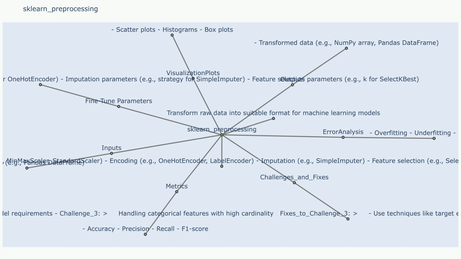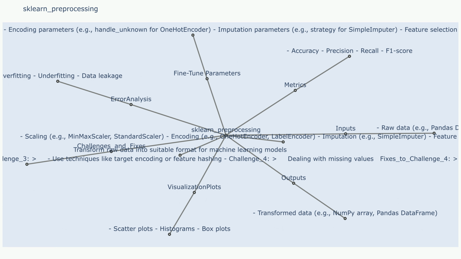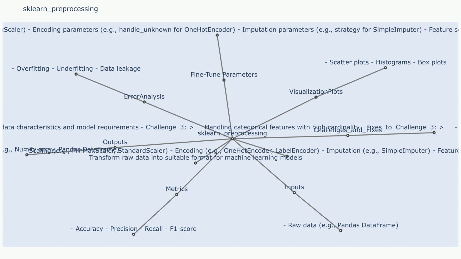Challenges and fixes. Challenge 1: data leakage. Preprocessing using information from outside the training data, e.g., scaling using the mean and standard deviation of the entire dataset including the training and test sets, can lead to data leakage. This results in an overly optimistic model performance on the test set, as the model has learned from information that is not available in real-world scenarios.